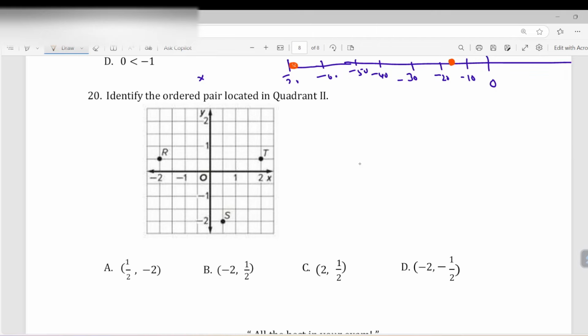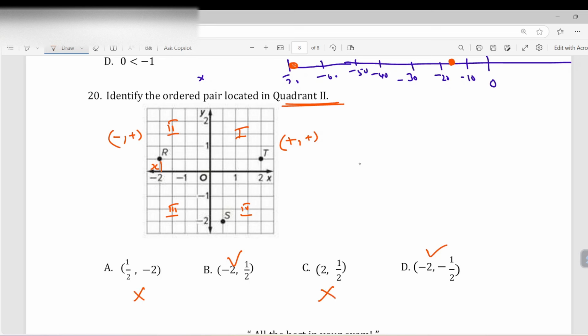Next, identify the ordered pair. You see, this is the first quadrant, this is the second quadrant, this is the third quadrant, this is the fourth quadrant. In the first quadrant, all are positive. In the second quadrant, x is negative, y is positive. We are interested in the second quadrant. So in the second quadrant, what is the number? There is no R here, so we have to find that. First, you have to see the x. Minus 2. X is minus 2. So this is the right answer. This is wrong.